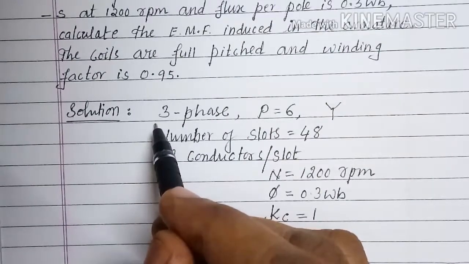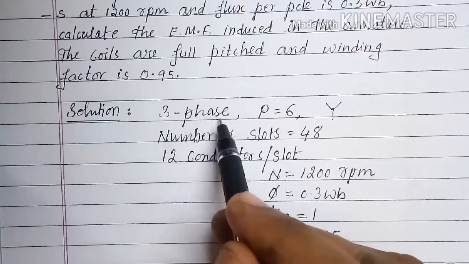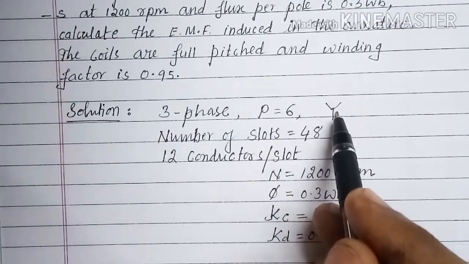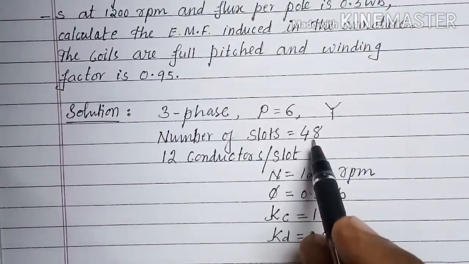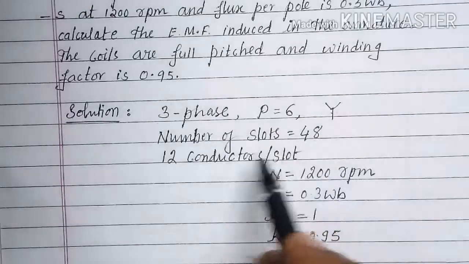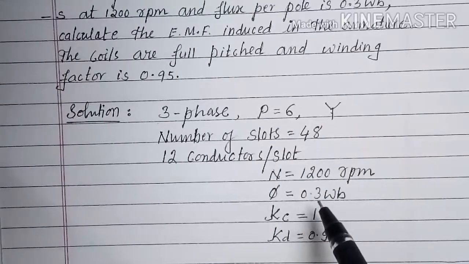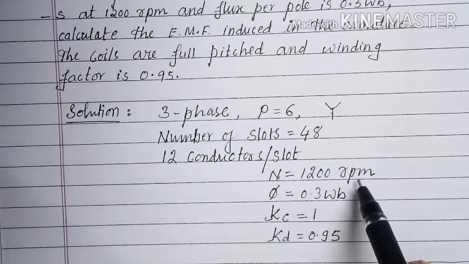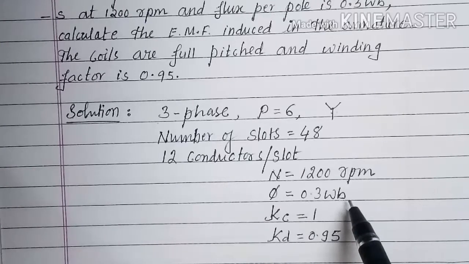In the solution, first we will write given data. Alternator is 3-phase. There are 6 poles. The armature winding is star connected. Number of slots on the armature is 48. In each slot 12 conductors are placed. The speed at which rotor rotates is 1200 rpm. Flux produced by each pole is 0.3 Weber.